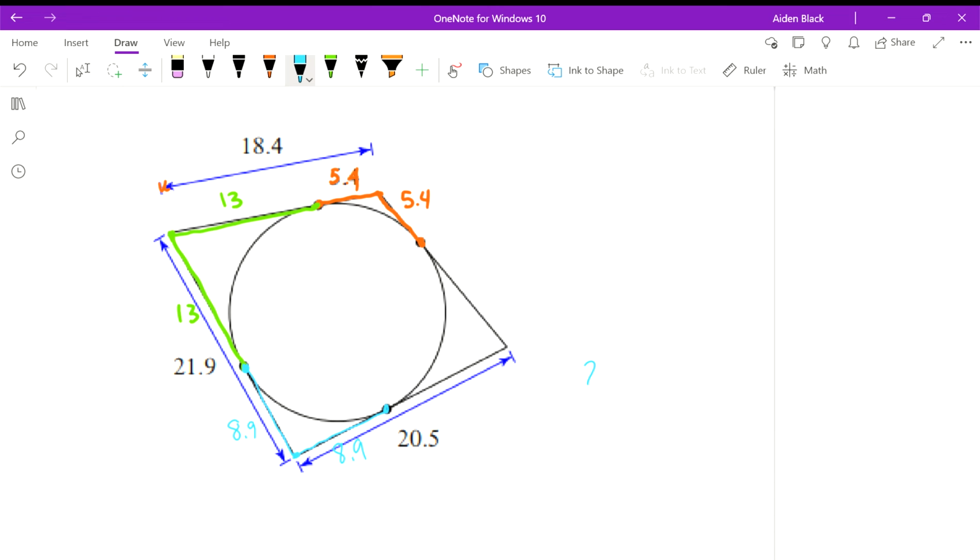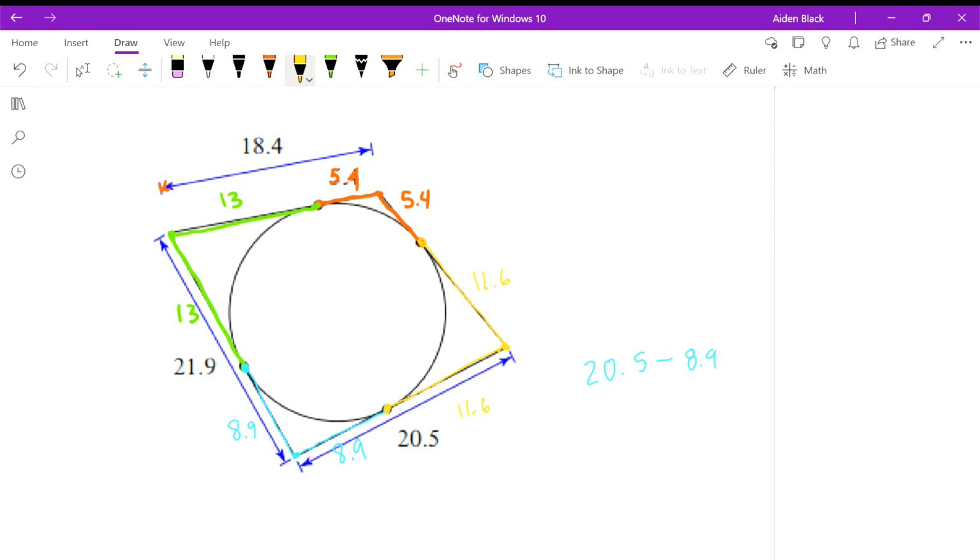If this whole thing right here is 20.5, and that little bit is 8.9, then we should end up with a remainder here of 11.6. And that means that this also is 11.6.